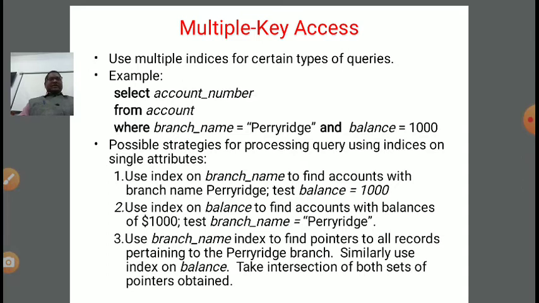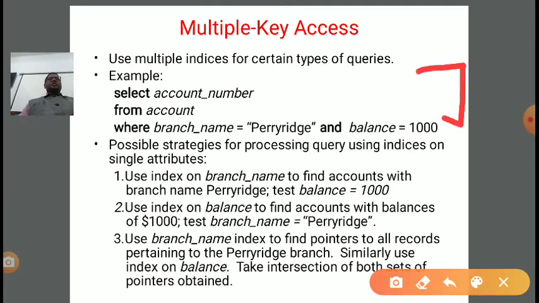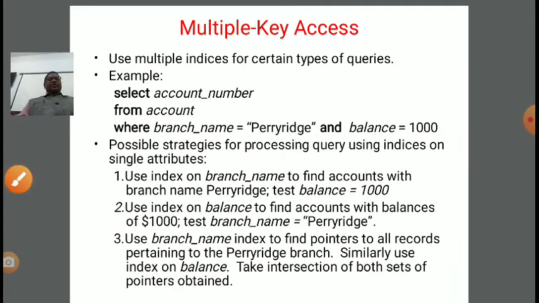One query is listed here: select account number from account where branch name equal to Perryridge and balance equal to 1000. Okay, so this is the query written. This query will give all the tuples or records from the database relation account, and it will give the account number only, corresponding to branch Perryridge and having the balance equal to 1000, right? Now we can implement this query with the help of various possible strategies for processing the query.